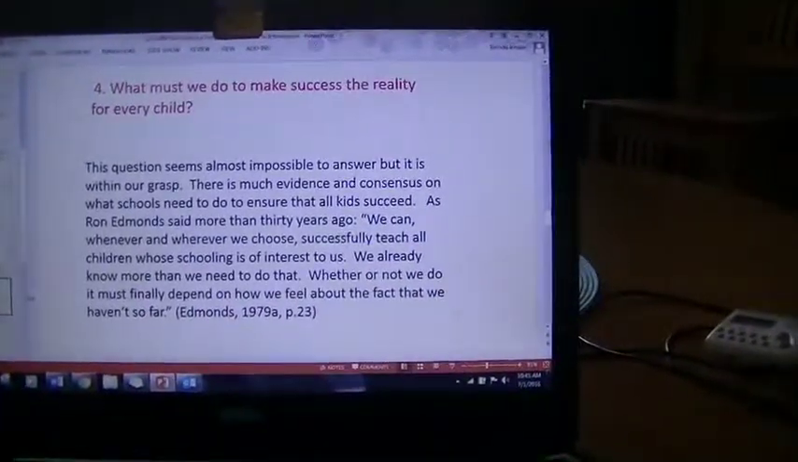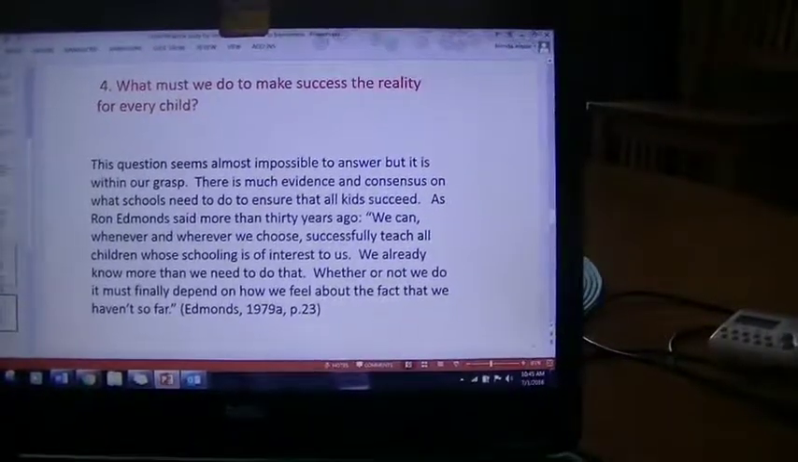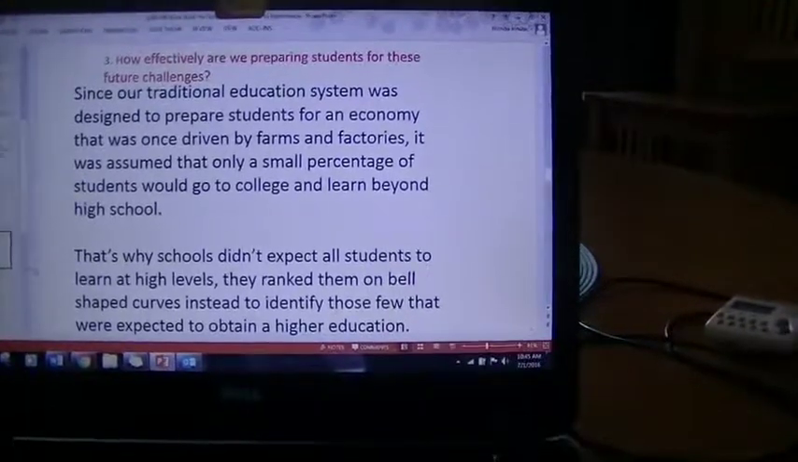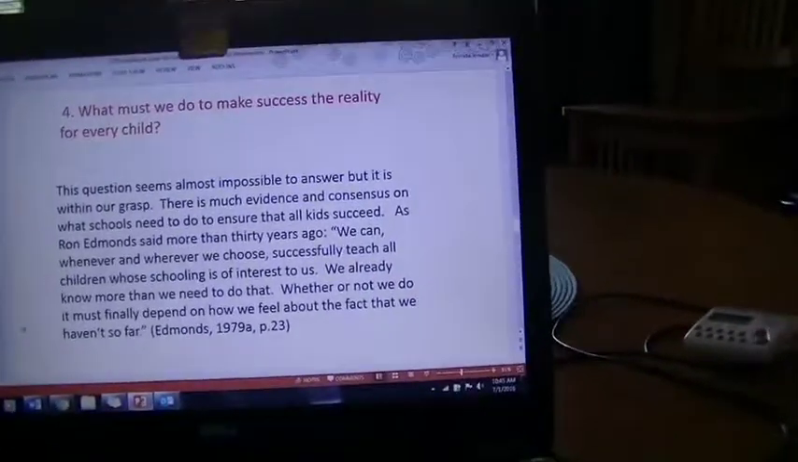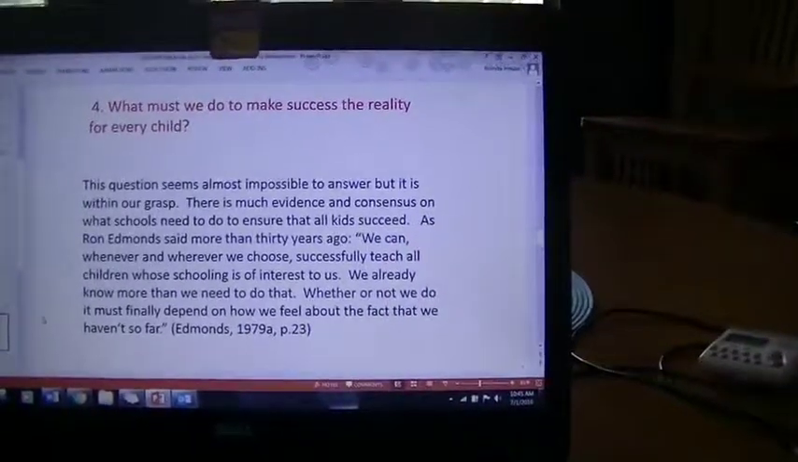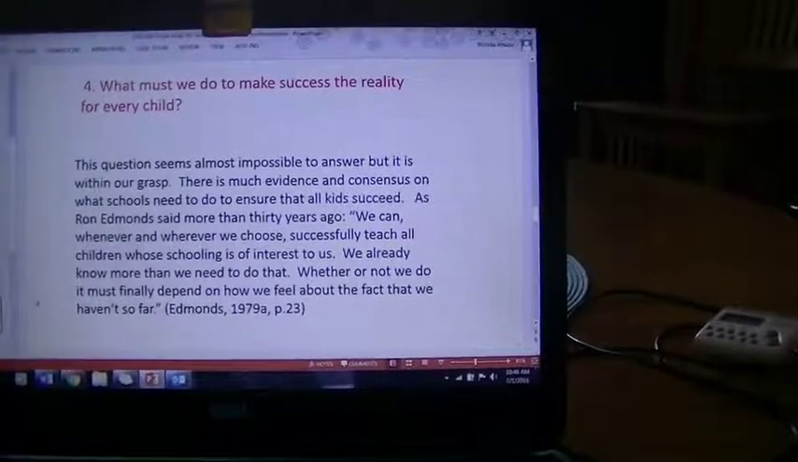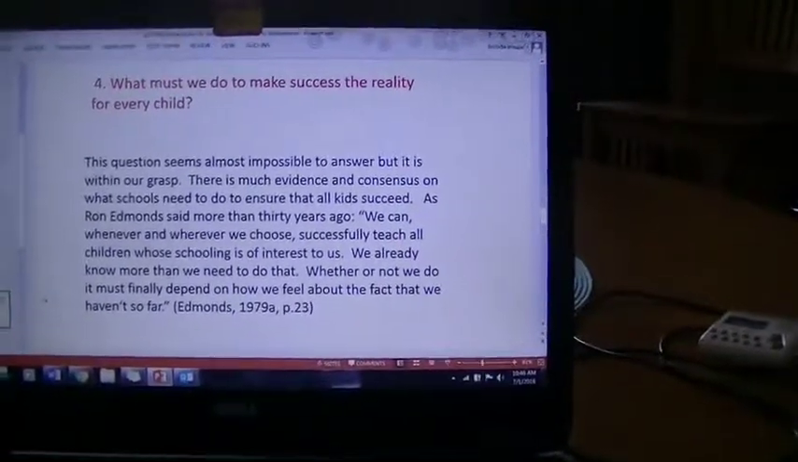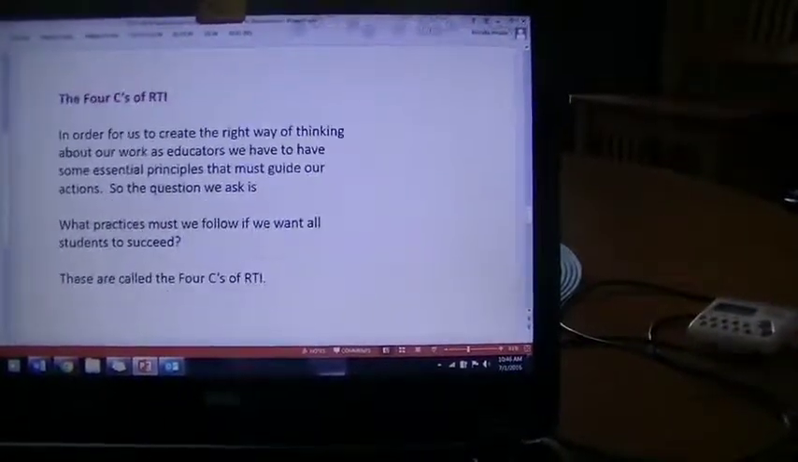So basically on that last slide, what we need to do is figure out how we have to change our way of teaching so we can hit every child. And what must we do to make success the reality for every child? This is just talking about how we have to change things based on how education needs to be now and how the students are now versus the farming communities that people used to grow up in.